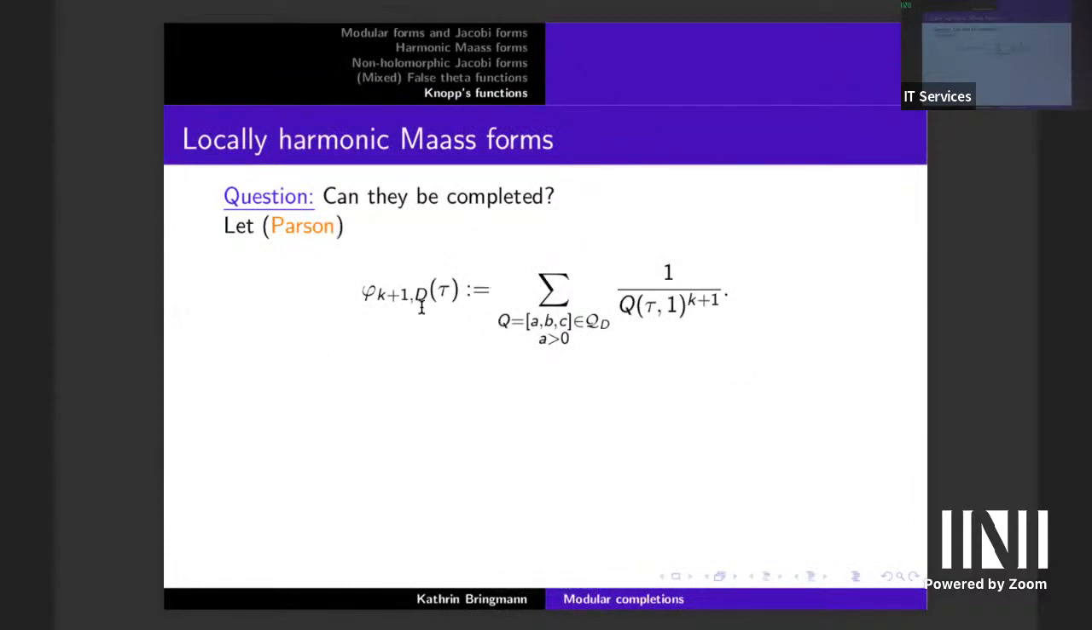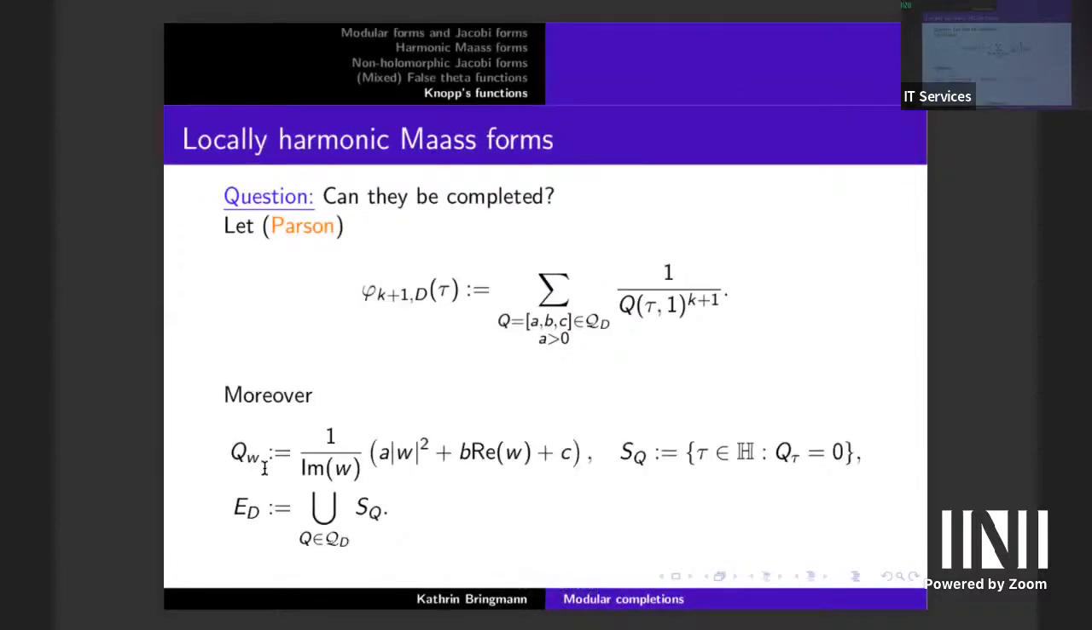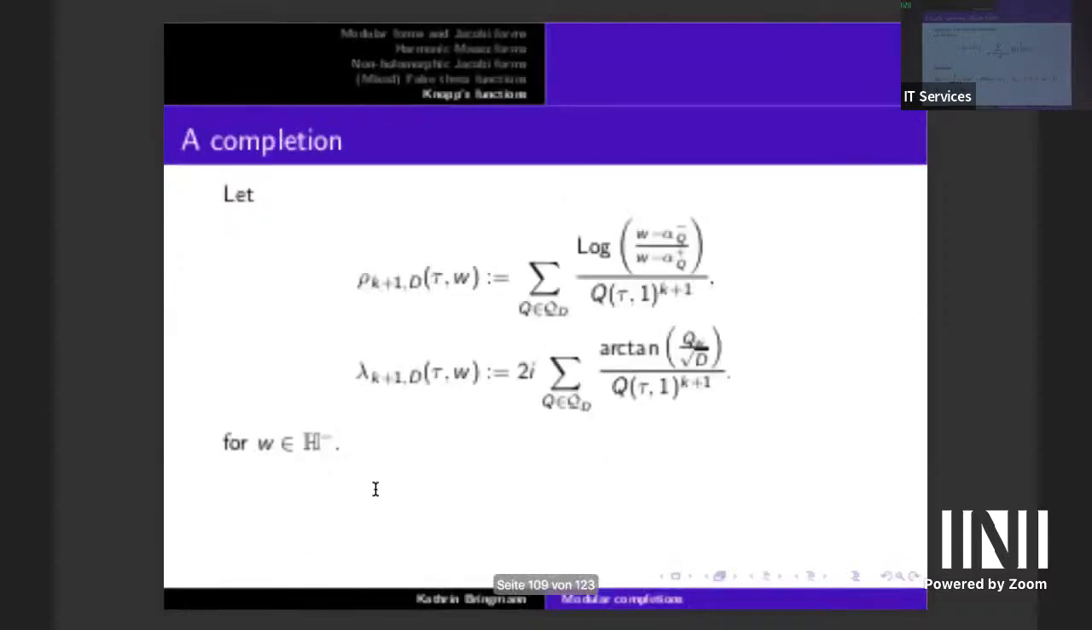So there's a function that's introduced by Parson, and she studied similar quadratic form series, but with the restriction that A is positive. And we also need certain geodesics. These are given here. So my quadratic form is always ABC. And these are these geodesics, taking all points in the upper half plane where this Q sub tau is equal to 0. And then I want to take the union of those.